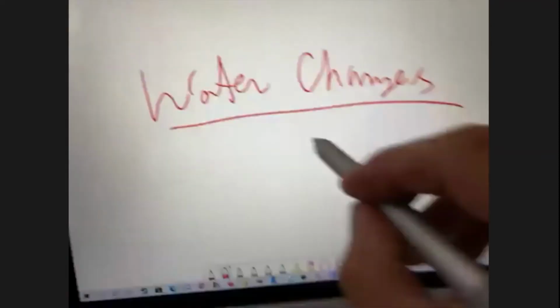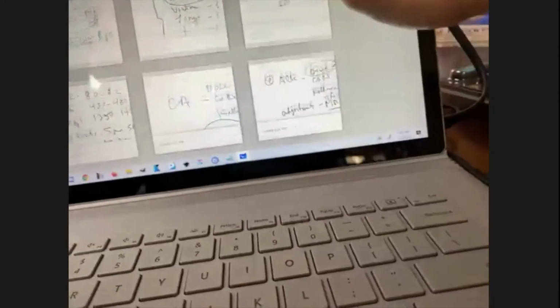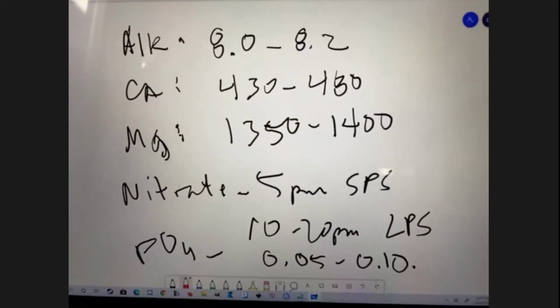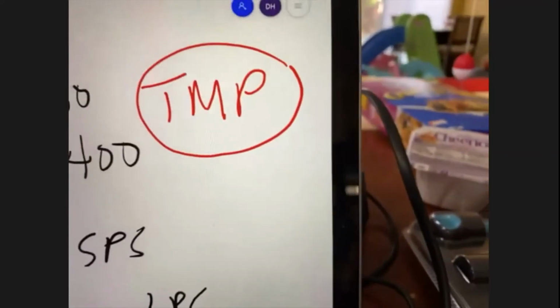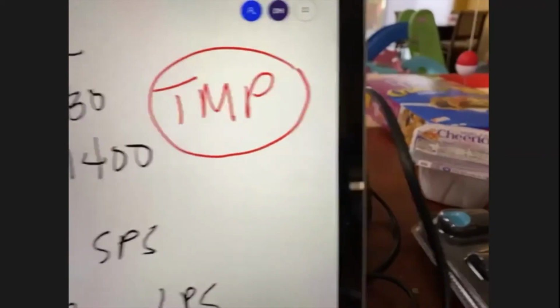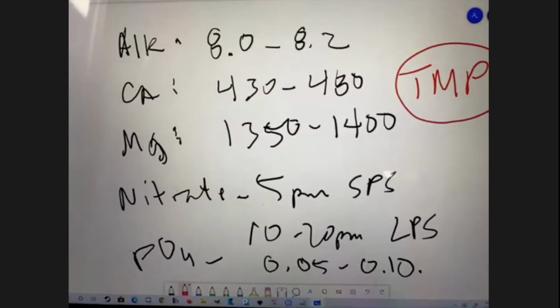Okay, so let's talk about my parameters as well. Why do I choose these parameters to run my system at? Well, it's because of TPM, Tropic Marin Pro, that's the salt I use. With the salt I use, the parameters are lower than what I run.